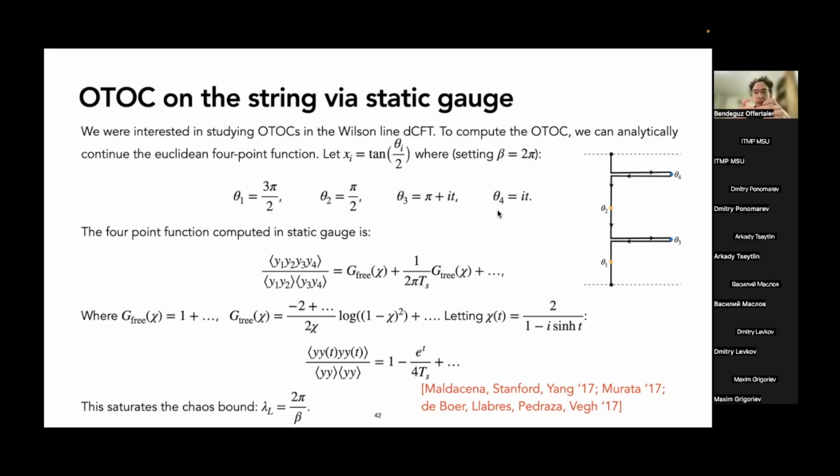But now, instead of just considering a Euclidean configuration, we are analytically continuing 2 of the operators in the Lorentzian direction. And that is the time T that is labeling these correlators.